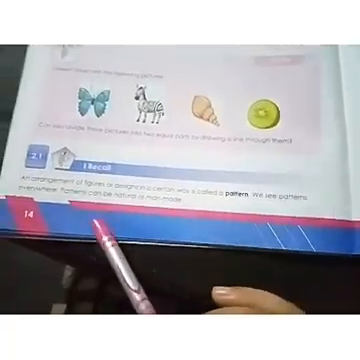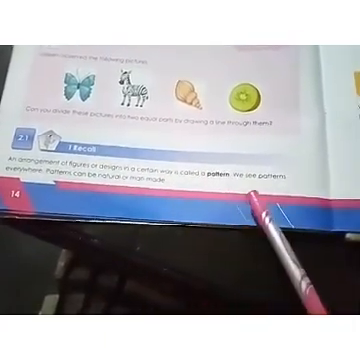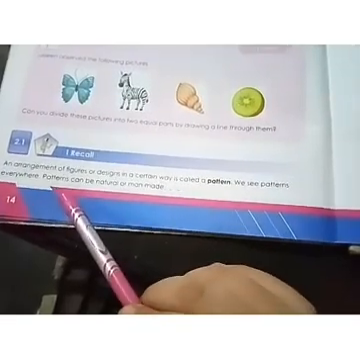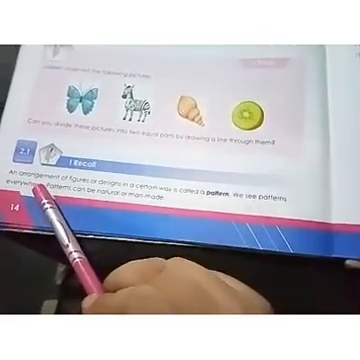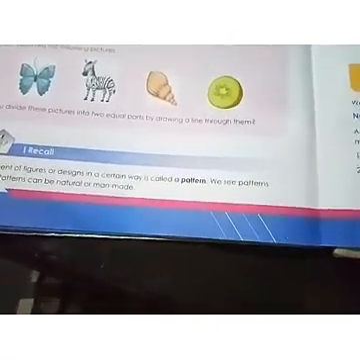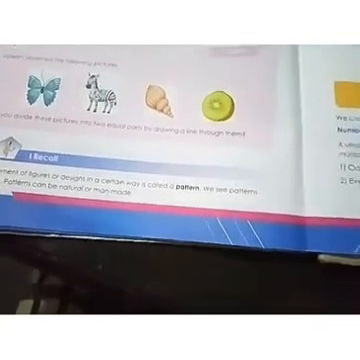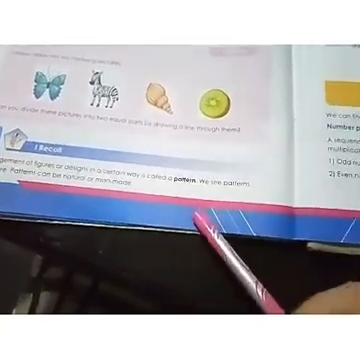So what is a pattern? An arrangement of figures or design in a certain way is called a pattern. We see patterns everywhere. Patterns can be natural or man-made. So if it is an arrangement of figures or designs, or even lines or shapes or numbers or alphabets in a particular order or in a certain way, it is known as a pattern.